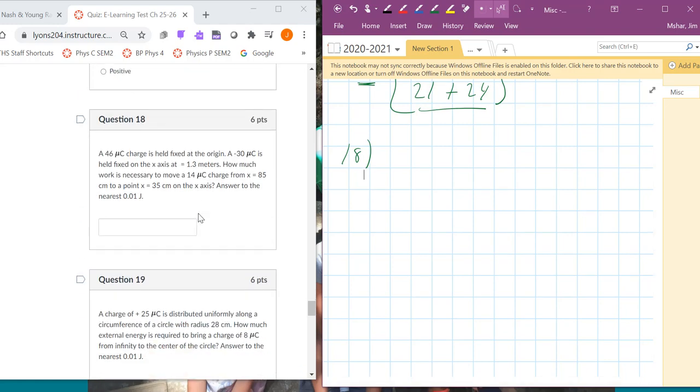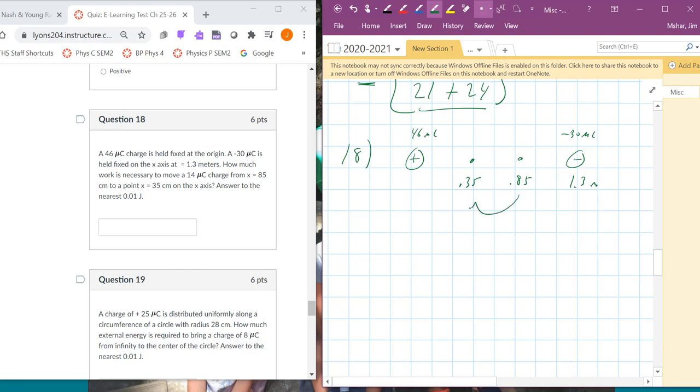This one involves, you've got to be careful with your math here. So we have a positive 46 microcoulomb charge at the origin. I'll write 46 microcoulomb. Now again, you're going to have different numbers. And we have a negative 30 microcoulomb charge at 1.3 meters. Okay, so this is at 1.3 meters. They're going to move something from 85 centimeters, so that's 0.85, over to 0.35. Now, again, your numbers are all going to be different, but the process is going to be the same, okay?